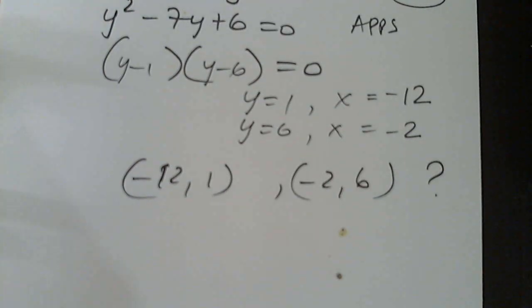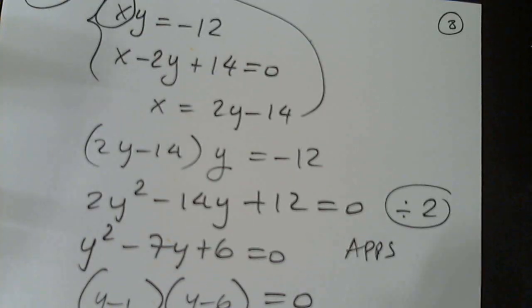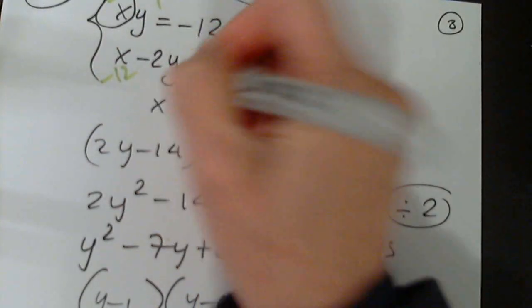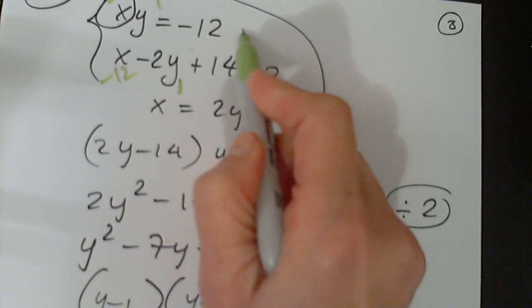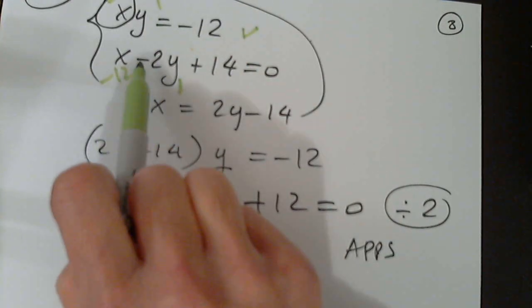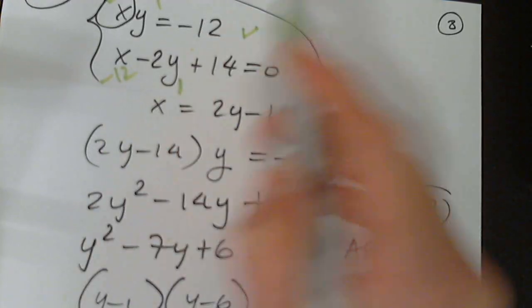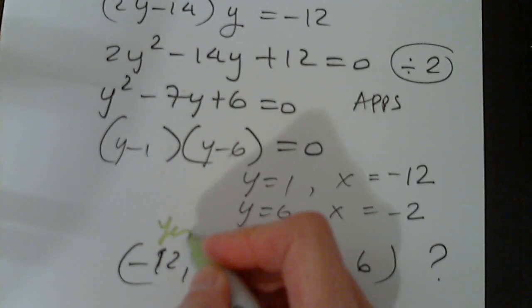Do they work? I have no clue, and I'm not just saying it. I have to go back and check. So, negative 12, 1. Negative 12 times 1, yes. Negative 12 minus 2 is negative 14 plus 14 is 0. I'll say yes to the first one.